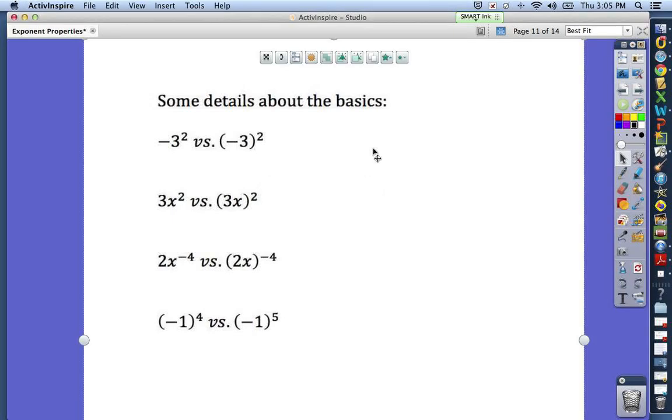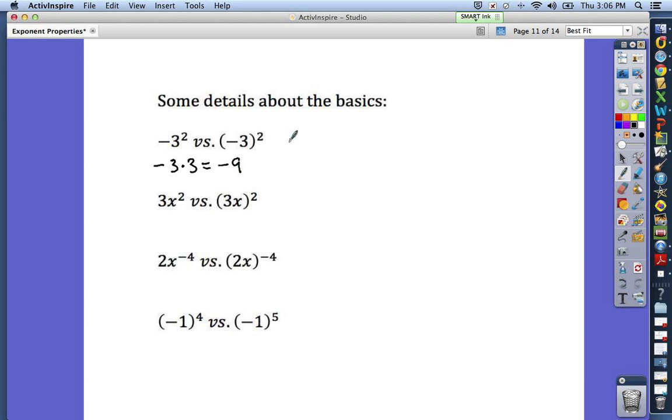So in this video, we're going to talk about a few of the details involved in exponent properties. And the first one I'd like to look at is the case where we have a negative and then a number raised to a power versus a quantity, a negative number, the quantity raised to the power. So when the negative sign's out in front of the 3 to the second power here without parentheses, this really means negative 3 times 3. Or another way to look at this is 3 to the second power, which is 9, and then take the opposite of that. So this answer is going to be negative 9.